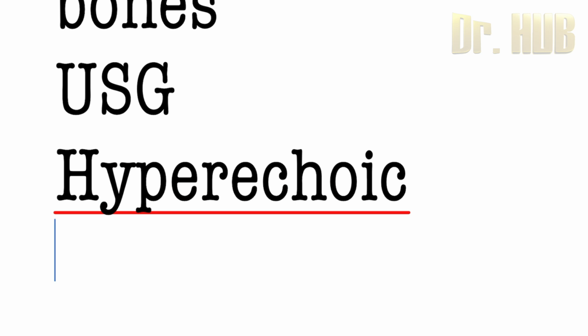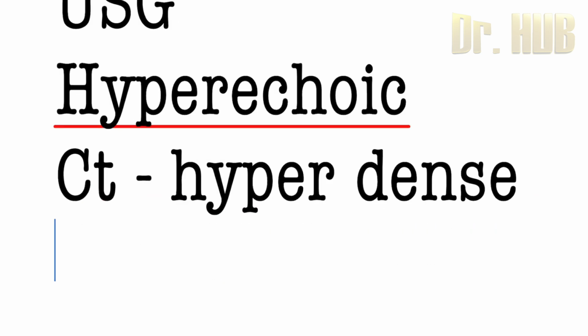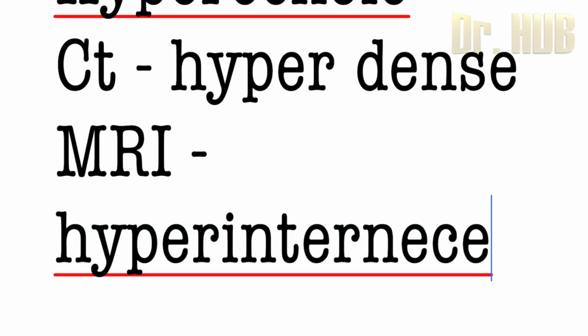And moving on to the CT, what happens in the CT? The CT is hyperdense. Then moving on to the MRI, it is hyperintense. So everything is hyper in case of white: hyperechoic, hyperdense as well as hyperintense. Whereas in case of black, it is hypo for all.